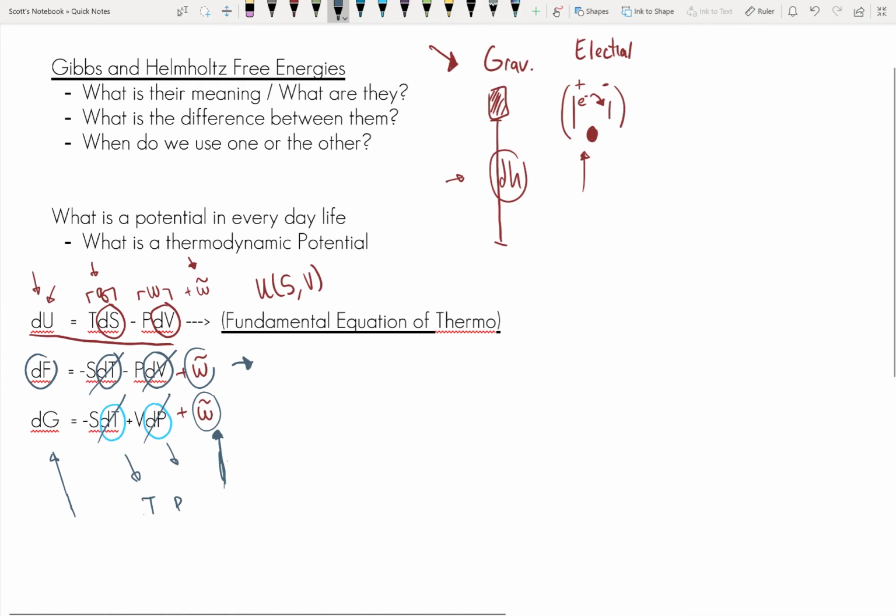To summarize, first, the meaning of these potentials is they are potentials like any other potential, and giving you maybe a better grasp on their context helps you understand what they are. Second, what are they? Well, they are these relationships that I have written out. They are mathematical constructs. And third, when do we use one or the other? We only use them when they're convenient.